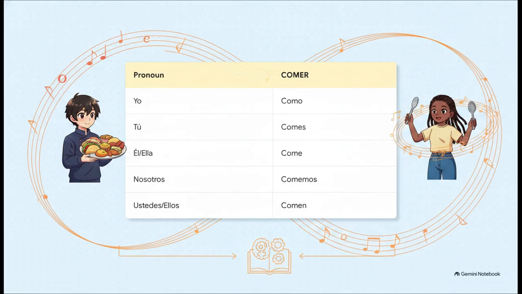Let's look at the verb comer, to eat. Notice the perfect rhyming rhythm of the endings, o, s, a, emos, n. If I'm eating, yo como. You eat, tú comes. He or she eats, come. We eat, comemos. They eat, comen. Just focus on that little musical pattern right there. O, s, a, emos, n. It's just a simple formula.